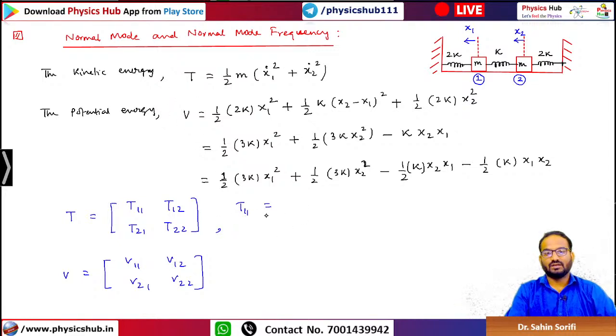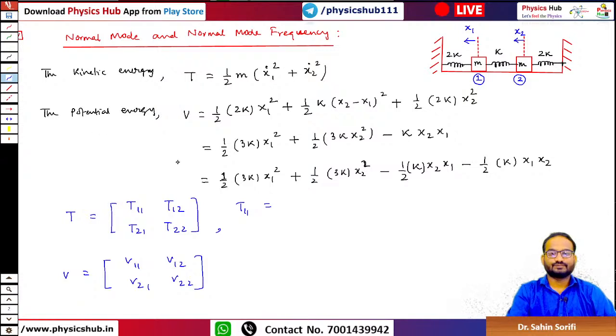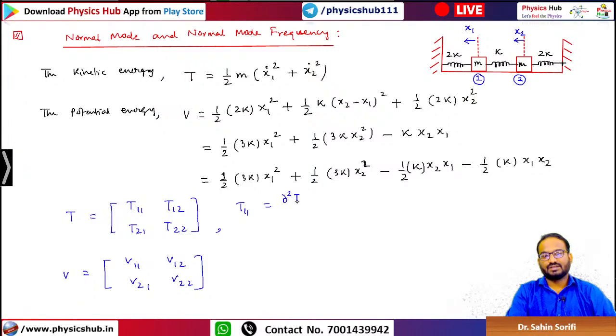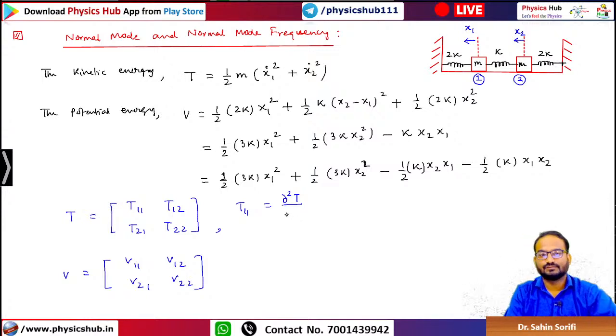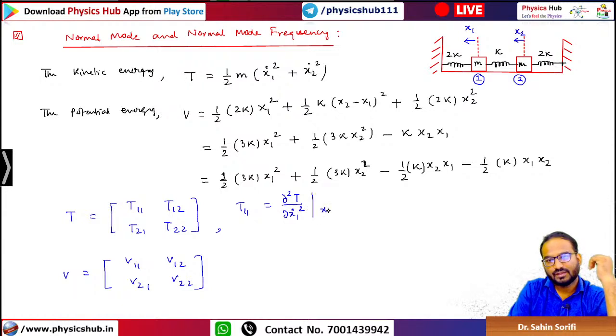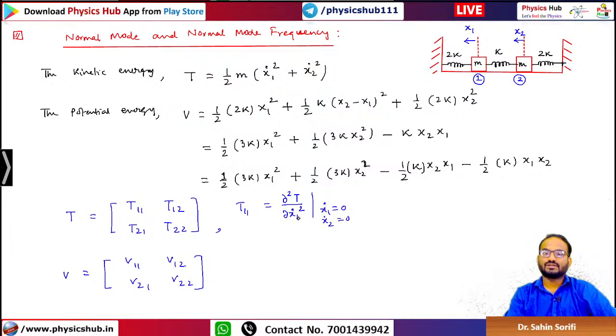You have to take the double derivative, del square T, so T11 is del square T by del x1 dot square at x1 dot equals 0, x2 dot equals 0. What does it mean? You will take the derivative with respect to x1 dot square and you will put x1 dot equals 0 and x2 dot equals 0. This is your T11.